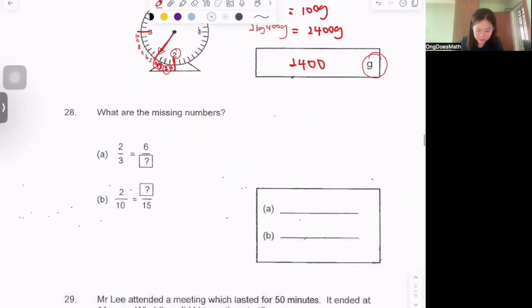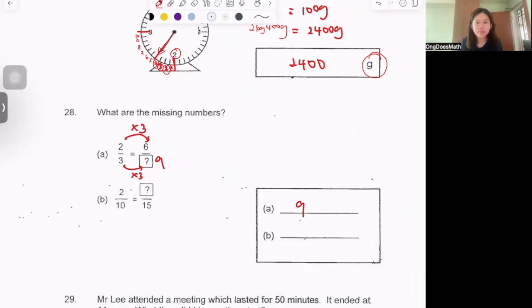Next, what are the missing numbers? So part A is more straightforward. From 2 to 6, you times 3. If the top times 3, you have to do it for the bottom. Don't forget. So 3 times 3 just simply gives you 9. So part A answer is 9.